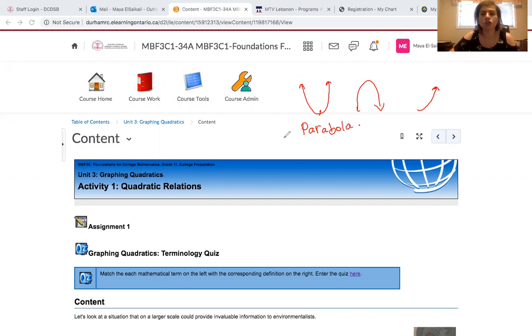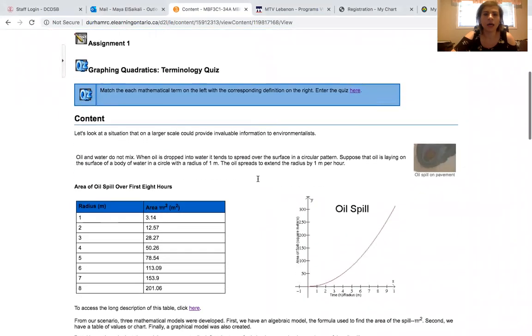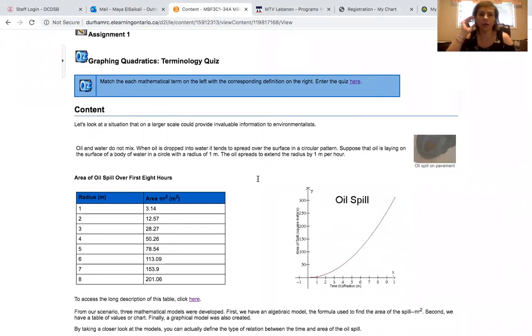All right. So today we are going to start with graphing quadratics. How can we graph it? How do we know it's quadratic and things like this? After you do the terminology quiz, which is a matching quiz like we've done before, we're going to look at the following question.